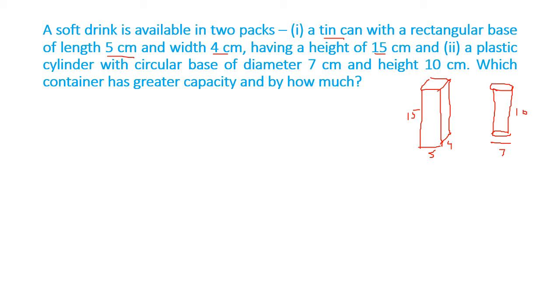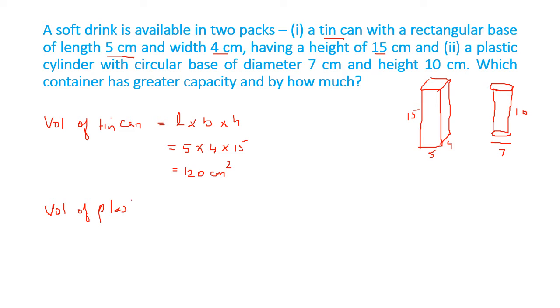So we have to do nothing here but compare the volumes. The volume of the tin can, which is cuboidal in shape, is L into B into H. That is 5 into 4 into 15 or 300 centimeter cube. It is a cuboid. And the volume of the plastic cylinder.